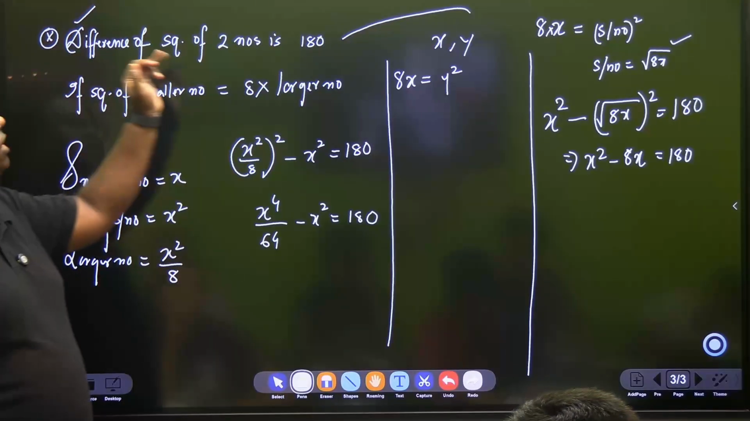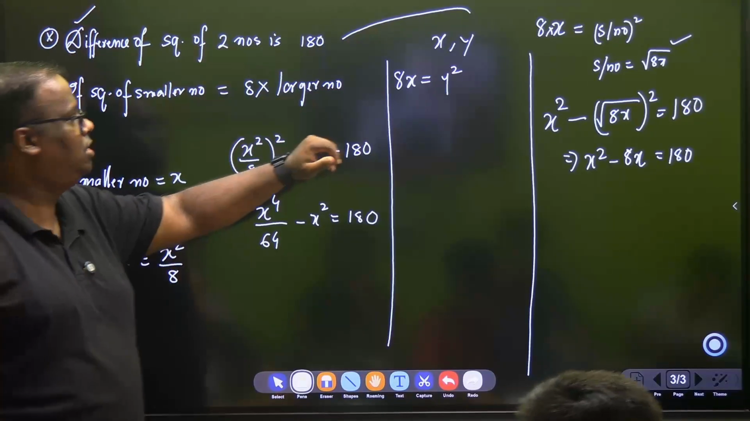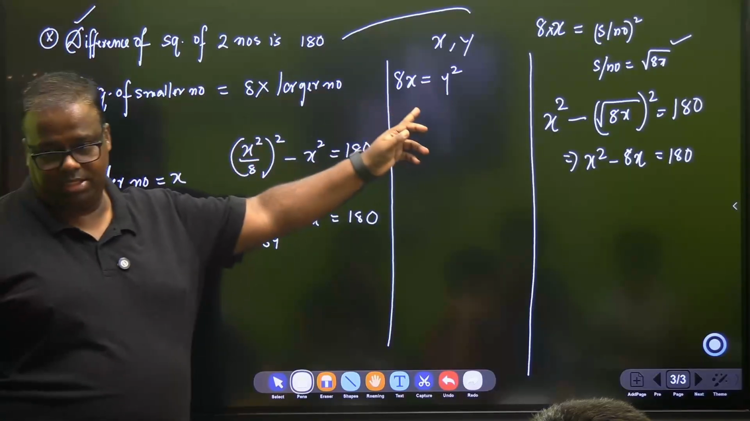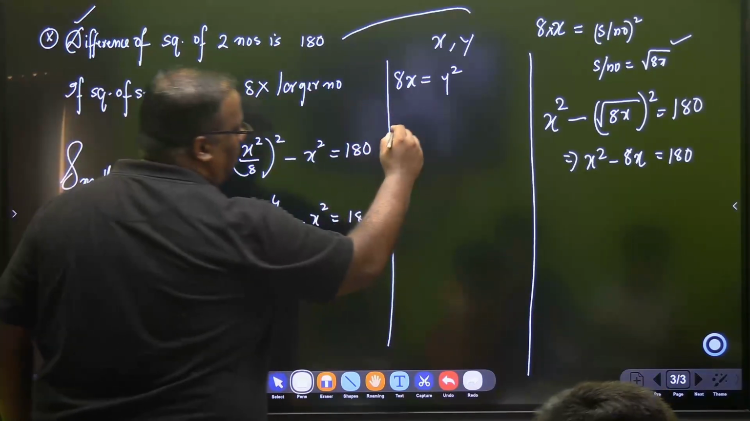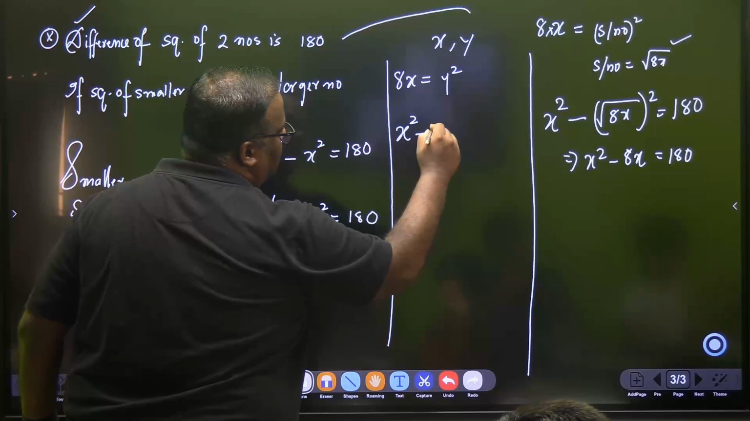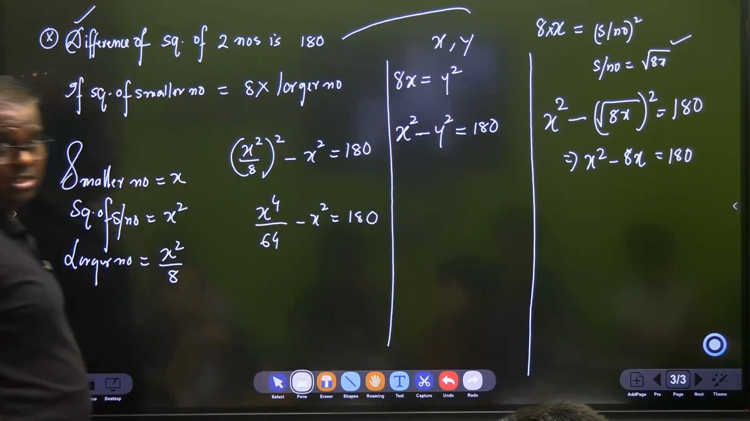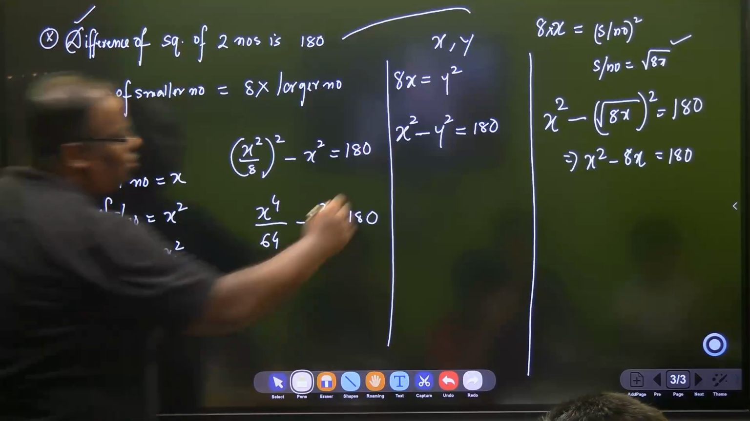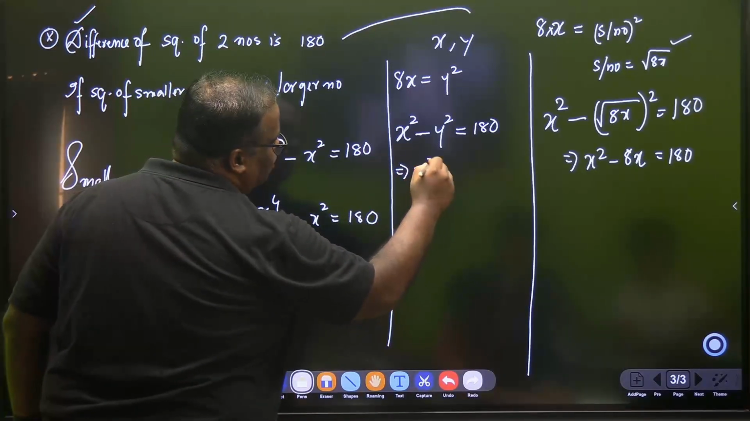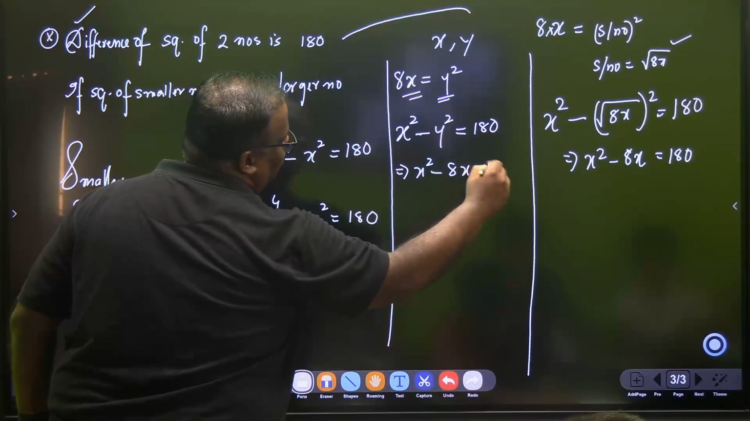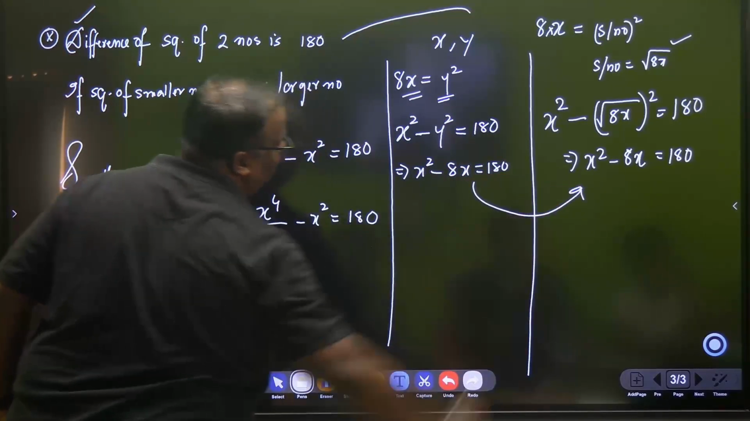Finally, it says the difference of squares of two numbers. Now, which is the bigger number? Bigger number is x. So the bigger number square minus the smaller number square is equal to 180. This is another interesting way of doing. Now you just make it your quadratic. x square, instead of y square, you write 8x, equal to 180. You actually arrive here only.